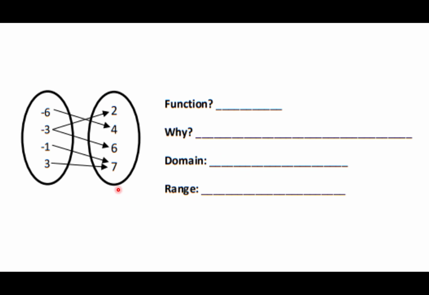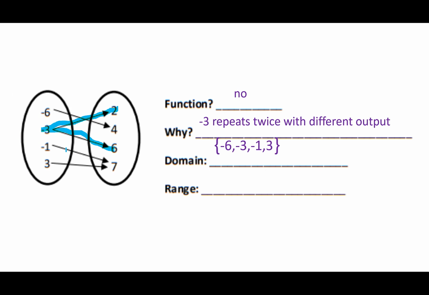All right, so is this a function? Okay, the answer would be no, and why? Because -3 goes not only to 2, but -3 also goes to 6. So the -3 repeats twice with a different output each time. Okay, our domain, guys, remember, is the left column or the left oval. So -6, -3, -1, 3. And our range is the right. All right, and remember the range we get from that second oval on the right. And it is 2, 4, 6, and 7.